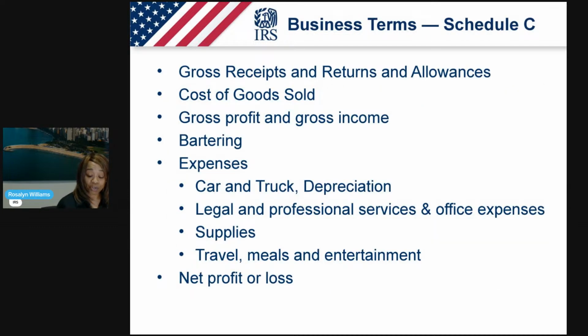So I'll be going over gross receipts and returns and allowances, cost of goods sold, gross profit and gross income, bartering, expenses such as car and truck, depreciation, legal and professional services, and office expenses, supplies, travel, meals and entertainment, and net profit or loss.